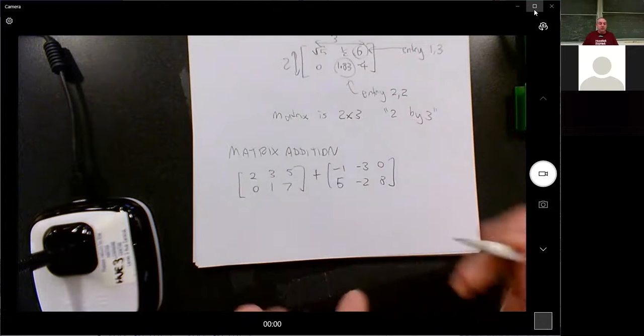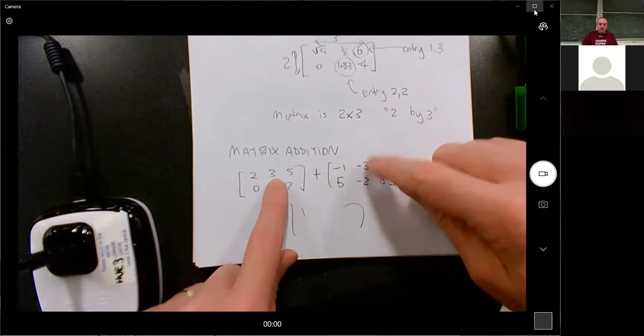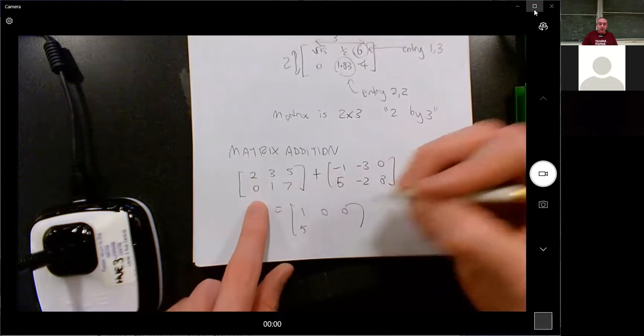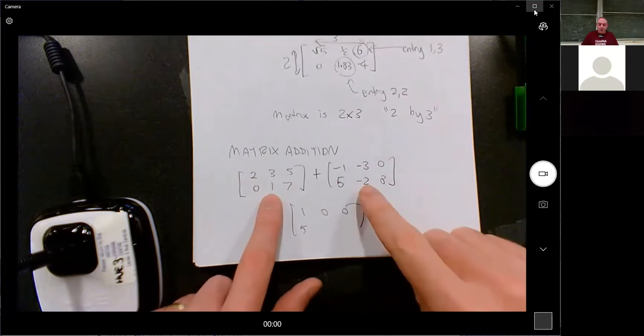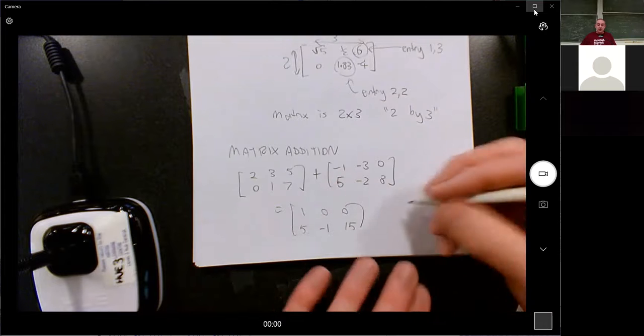And you add the matching positions. So 2 plus minus 1 is 1, 3 plus minus 3 is 0, 5 plus 0 is 5, 0 plus 5 is 5. So yeah, I caught myself. 1 minus 2 is negative 1, and 7 plus 8 is 15. We just add the matching positions.